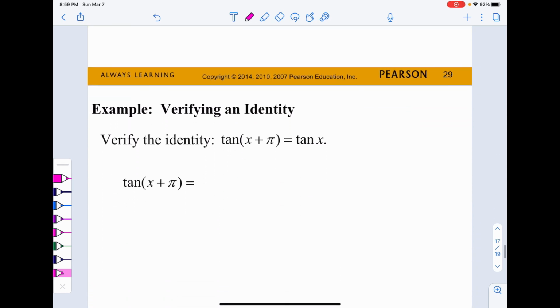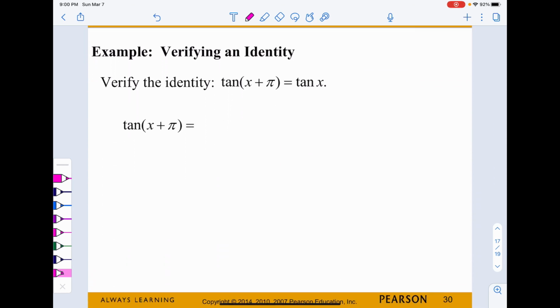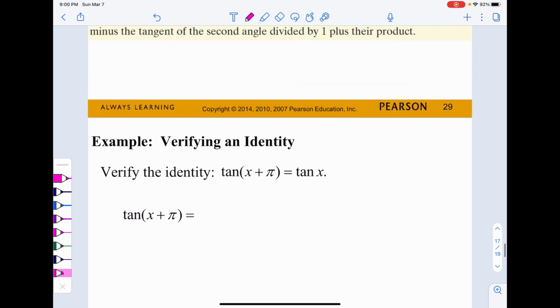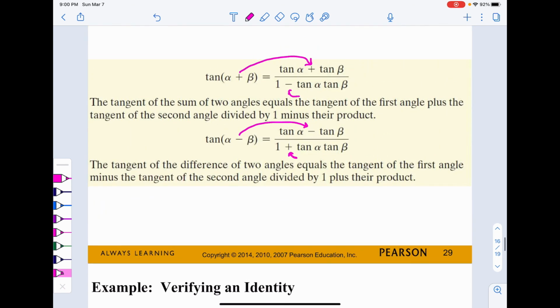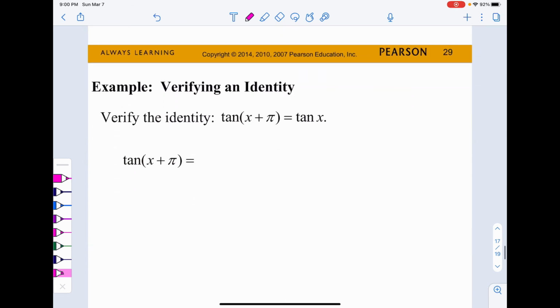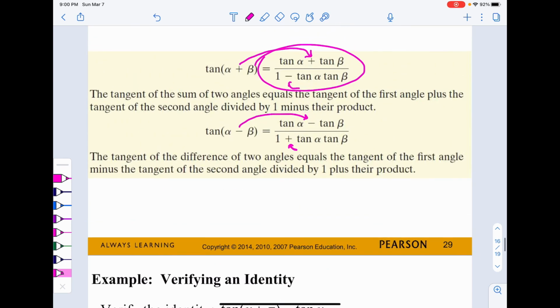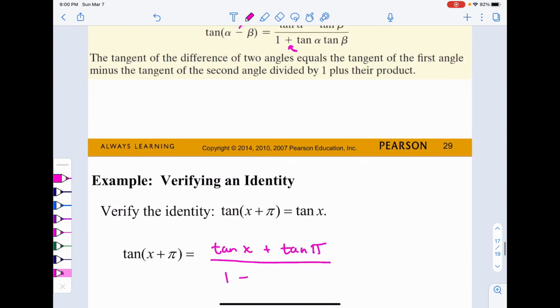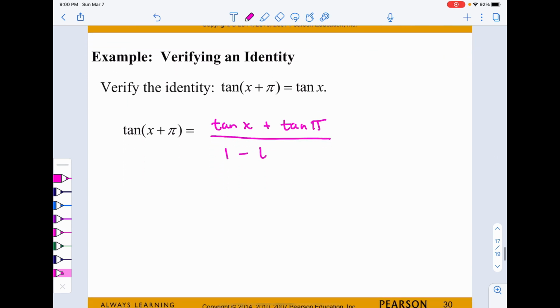So let's try one. If we were to verify the identity, the tangent of x plus pi is equal to tan x. So if we take the harder looking side, the tangent of x plus pi, we're going to break that down. So just like they gave us up here, we have an addition, so we're going to set up our addition. We're going to have the tangent of alpha plus the tangent of beta. That means that we're going to have the tangent of x added with the tangent of pi, divided by 1 minus, and then we're going to multiply tangent alpha, tangent beta. So we're going to have tangent of x, tangent of pi.